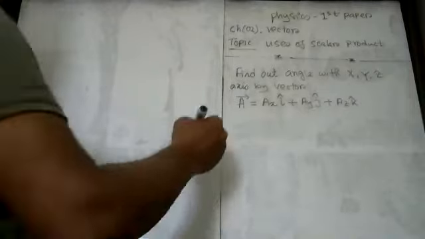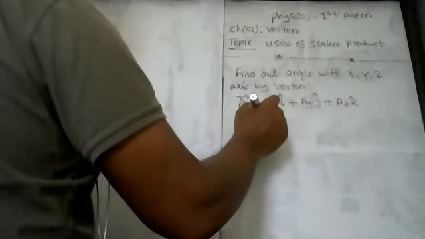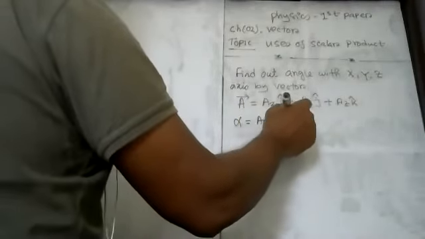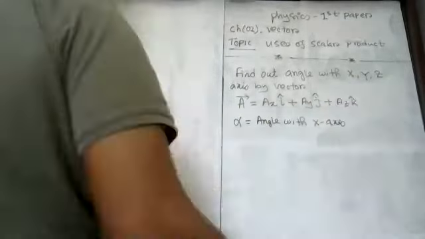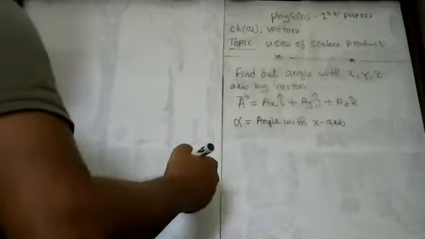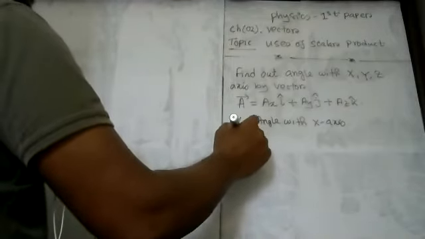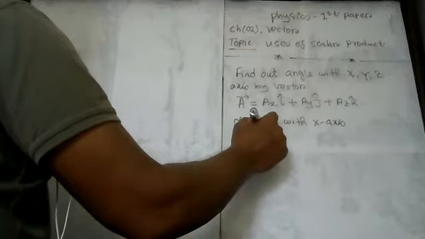Suppose, my dear student, at first I'm going to find out the angle with the x axis by this vector A. So the angle with x axis, suppose alpha, equals the angle with x axis. Since alpha equals the angle with x axis, we can say that vector A dot i hat will equal to what?